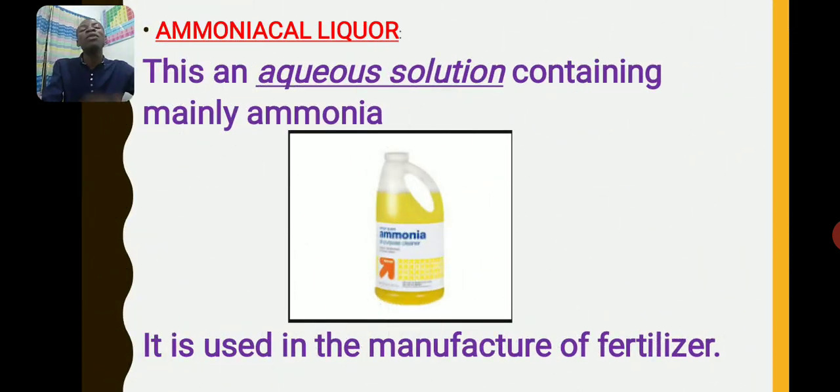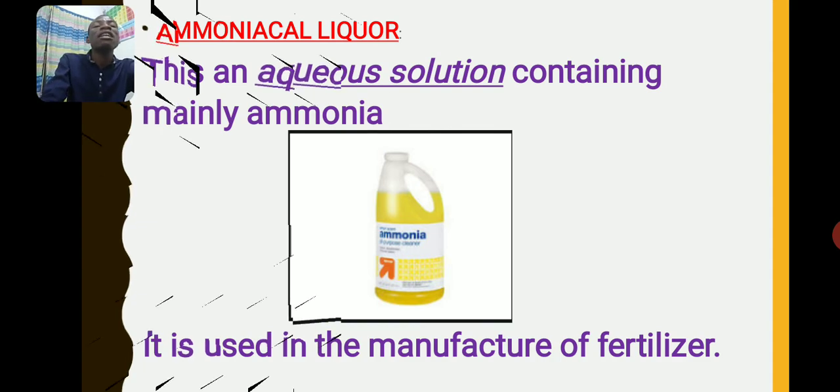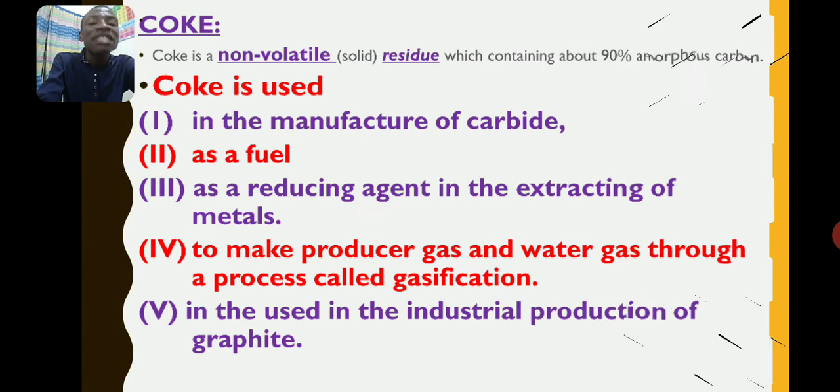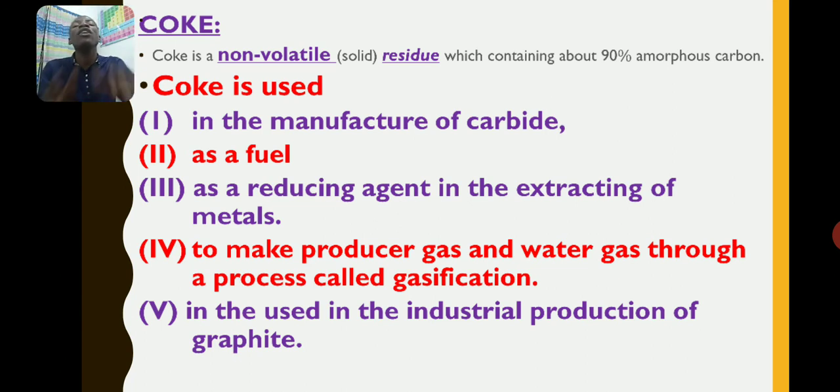Ammoniacal liquor is simply ammonia solution. It's one of the products that is obtained when you heat coal in the absence of oxygen at a very high temperature. This solution is majorly used for making fertilizer. That's ammoniacal liquor. Then the last substance produced when you destructively distill coal is called coke. Coke is the solid residue, we call it non-volatile residue, that will be left after the destructive distillation.